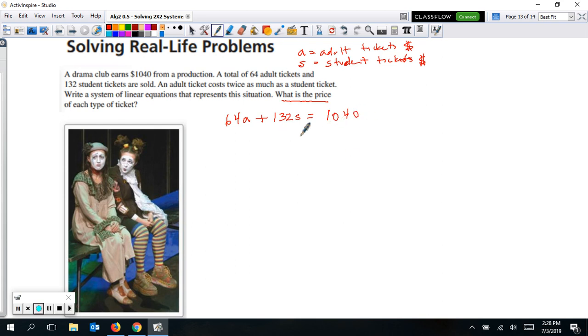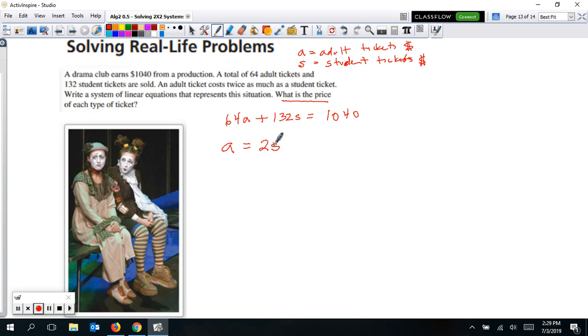That's our one equation. The other equation talks about the tickets here. An adult ticket costs twice as much as a student ticket costs. So the adult tickets are twice as much. So if we want to just say it like this, one adult ticket is actually two times what a student ticket costs. So there's our second equation.